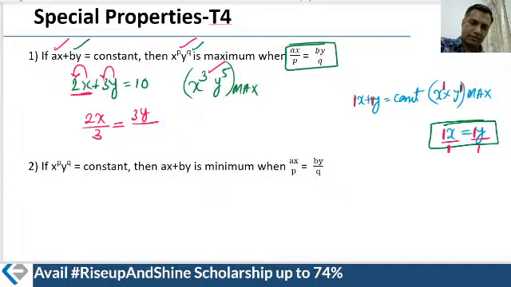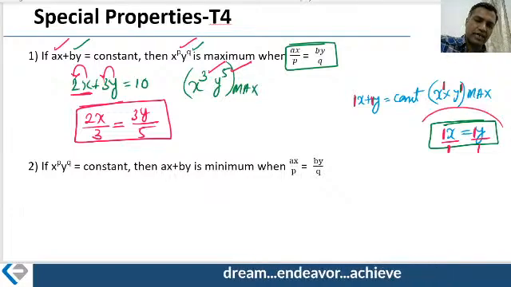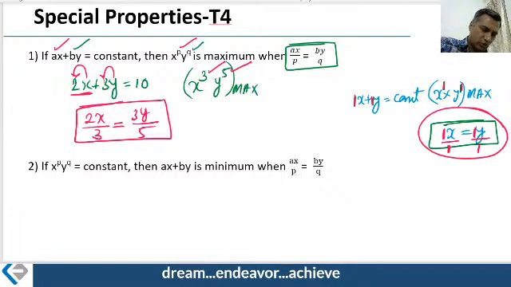3y as it is, and divide by its power. What is the power of y here? 5. This condition should be satisfied. Earlier you used to write x is equal to y. Don't write x is equal to y. Rather write this particular condition.